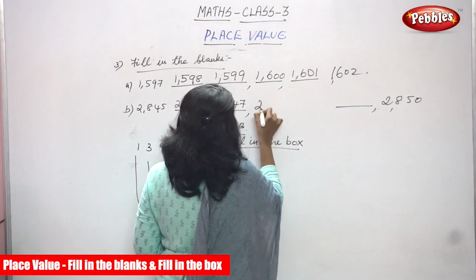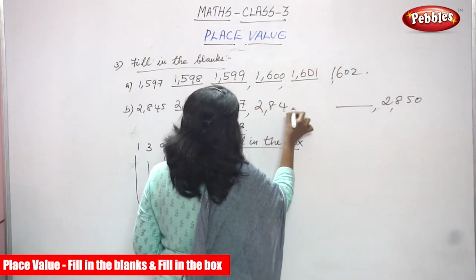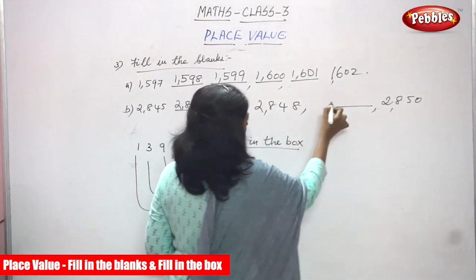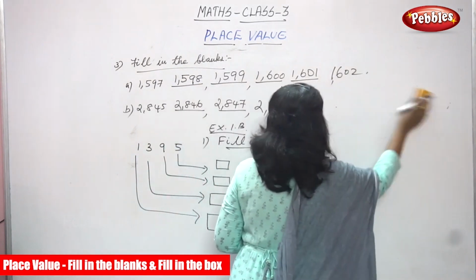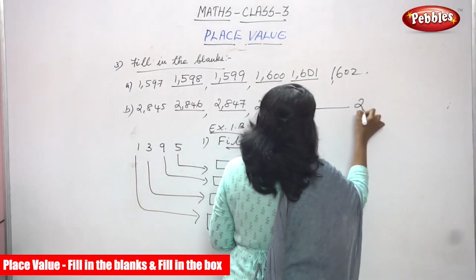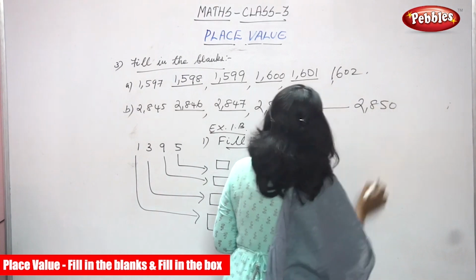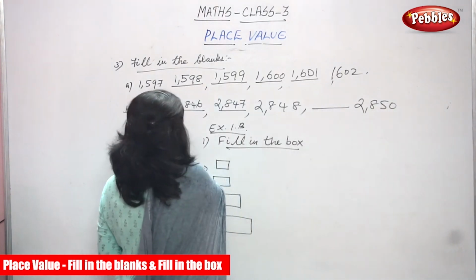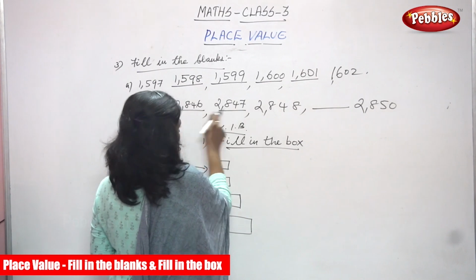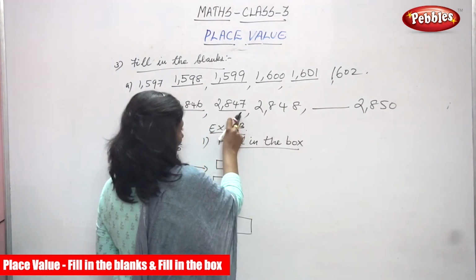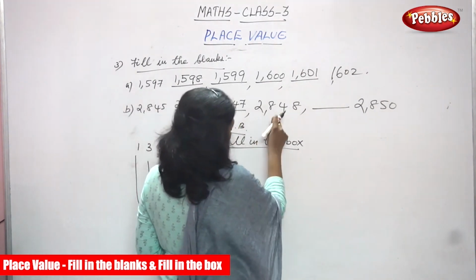2848. Next, what is the number? So 2845. Next is 2846. The next number is 2847. Already the number is given, 2848.